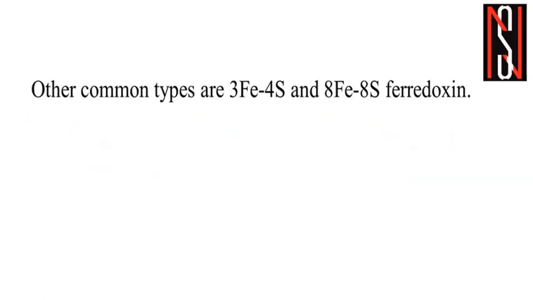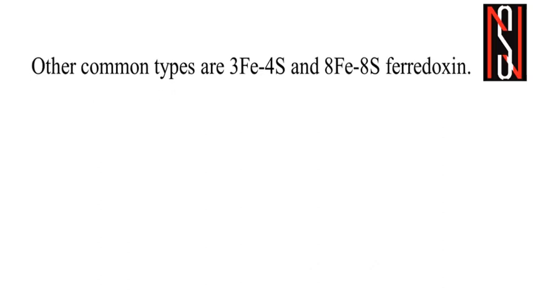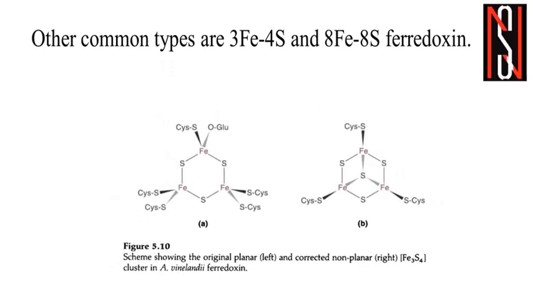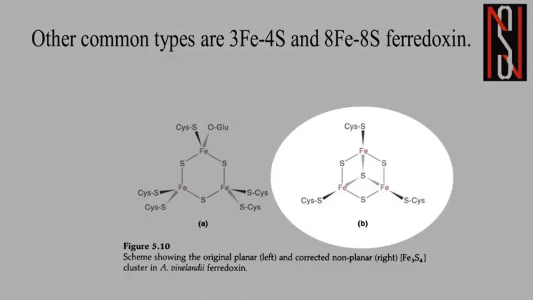So we have already learned 2-Fe ferredoxin, that is 2Fe2S, then Rieske center, then we have learned 4Fe4S ferredoxin or 4-Fe ferredoxin. But see that ferredoxin is not limited only to these three types. There are various types of ferredoxins, but we are mainly considering the main types. Other common types are 3Fe4S ferredoxin or 8Fe8S ferredoxin. And here I wanted to show you the structure of the 3Fe4S ferredoxin, which is reflected on your screen.